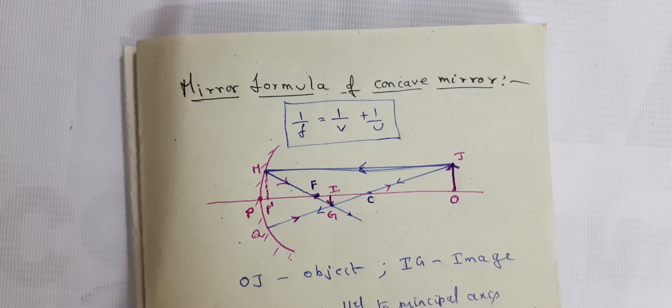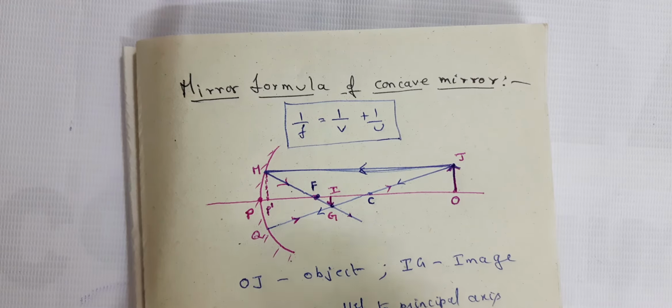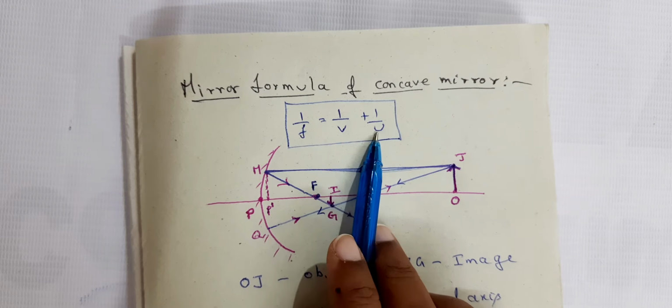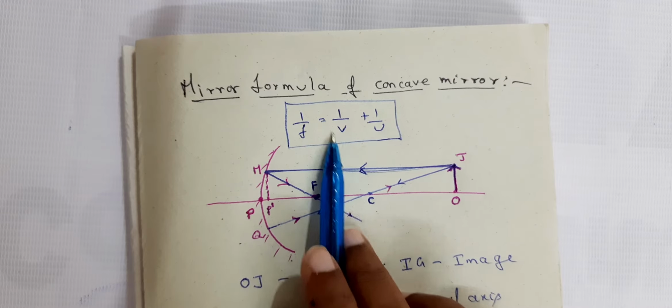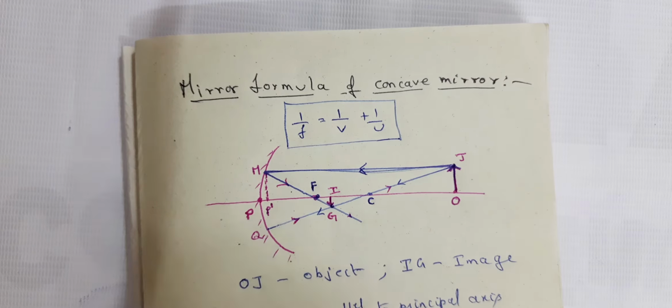In this video, we are going to derive the mirror formula of a concave mirror. And what is the mirror formula? 1 by f is equal to 1 by v plus 1 by u, where u is the object distance, v is the image distance, and f is the focal length of the given mirror.